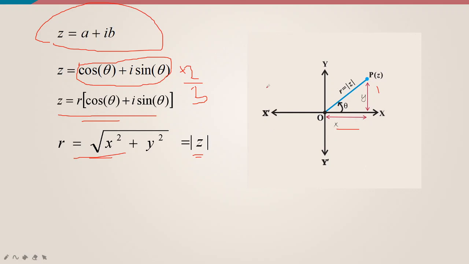What is x square plus y square? It is a square plus b square, right? What is this a? This a is the real number, that is x is equal to a. And what is this b? b is the imaginary number on the imaginary axis. So basically root of x square plus y square means root of a square plus b square.